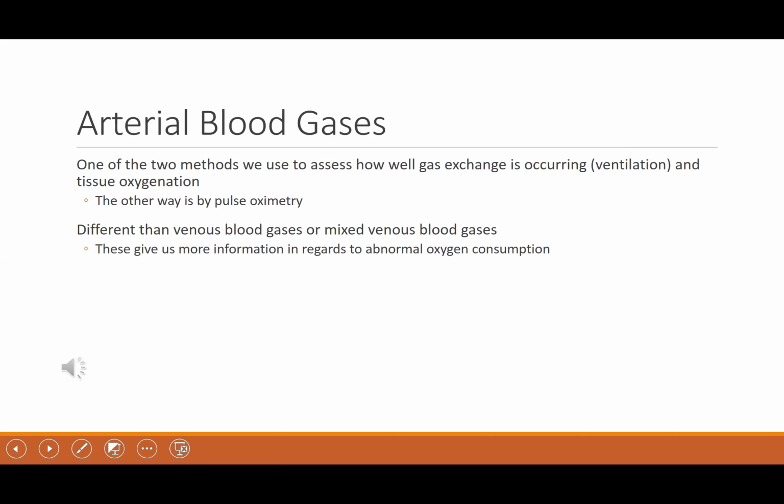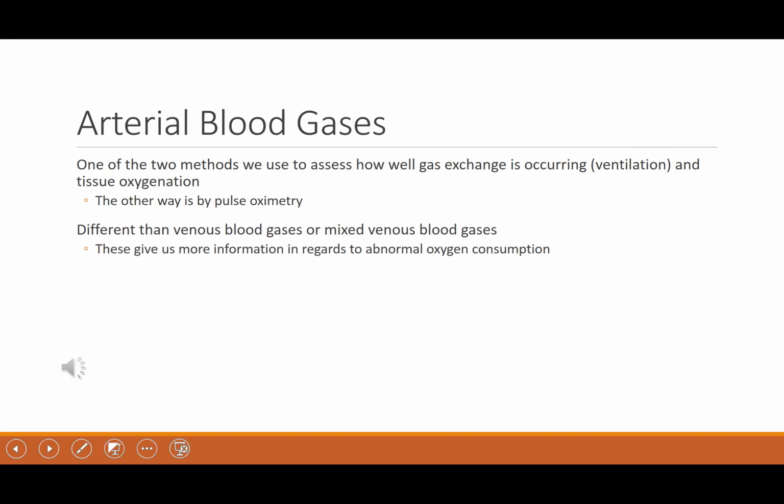So, like I said, I am not going to spend a whole lot of time talking about arterial blood gases. I think on the next slide I've got a link to a really good resource that if you want to learn more about ABGs, you can do that.